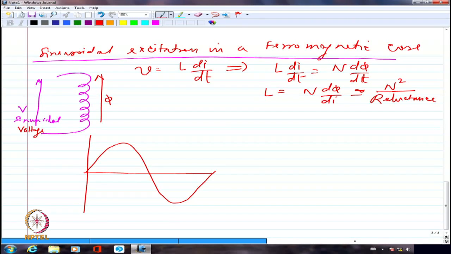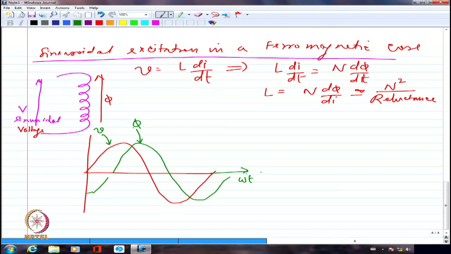So I should draw the flux somewhat like this. Let me draw it with a little different color. So I should have a sinusoid. They need not be of the same magnitude. I have just drawn it like that. They need not be because the two are different quantities. One is in Weber, the other is in volts. So this is how the flux would be. So I can say this is flux, whereas this is the voltage, and I am drawing this with respect to time or omega t. Either way is fine.